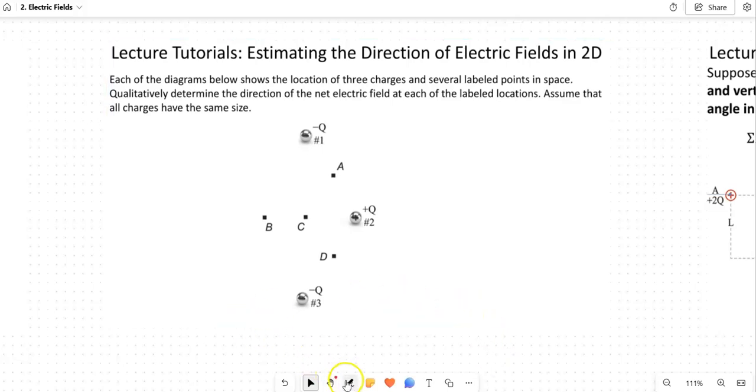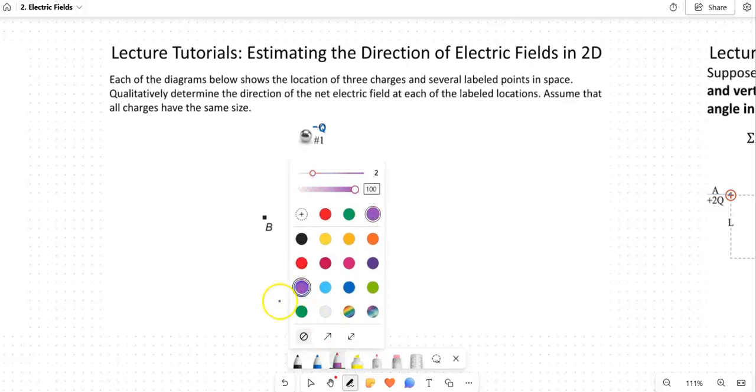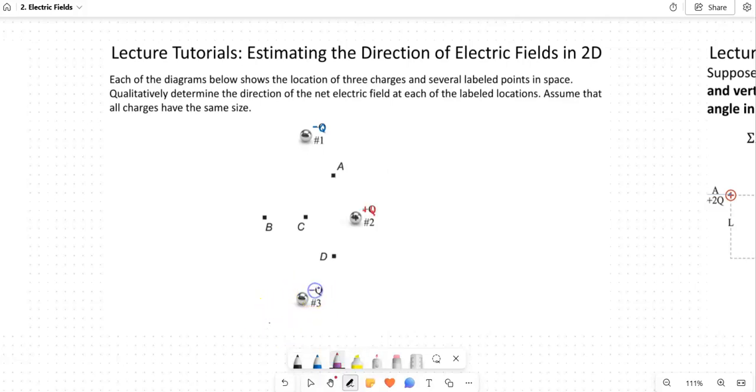Suppose we have a negative Q here, a positive Q here, and a negative Q here. Let's take a look at this negative Q here. I'm going to make some colors. This will be a positive Q, and we'll call it red. This will be a blue negative Q, and we'll have a purple negative Q.